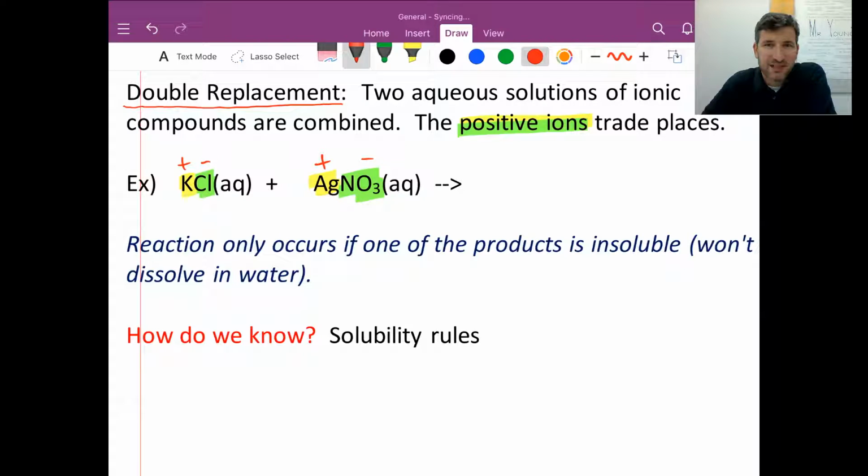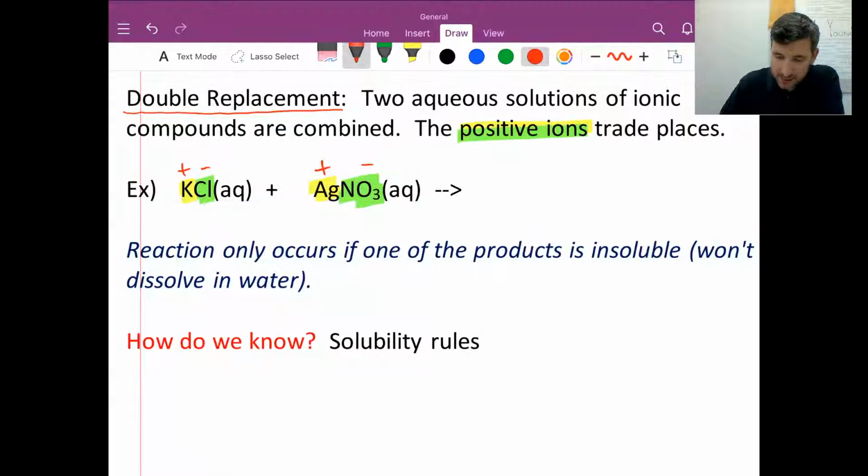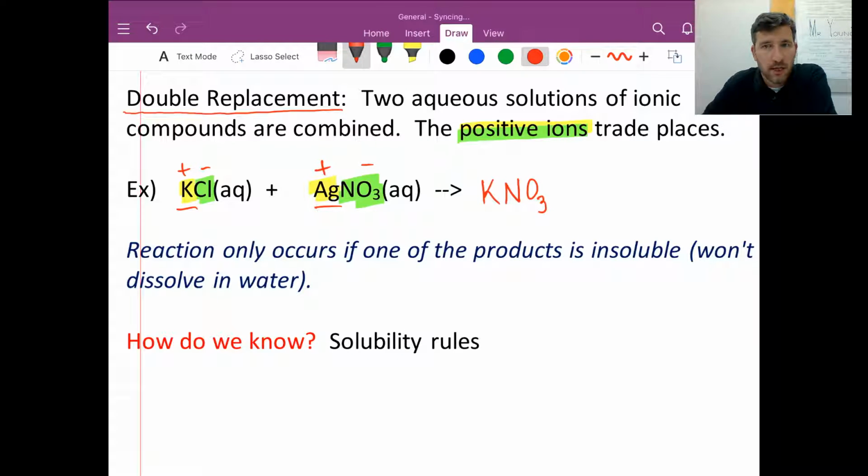So if we have the positive ions trade places, it's kind of like they're trading dance partners. The potassium is going to trade places with the silver, and so the potassium is now going to be paired up with the nitrate. So we're going to get KNO3, and we have to think about charges. Potassium is +1, nitrate's -1, so we don't need any more subscripts. We did carry the 3 over on the nitrate, but that's because it's a part of nitrate.